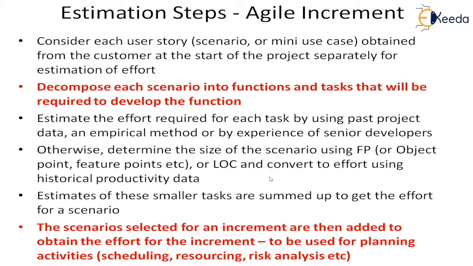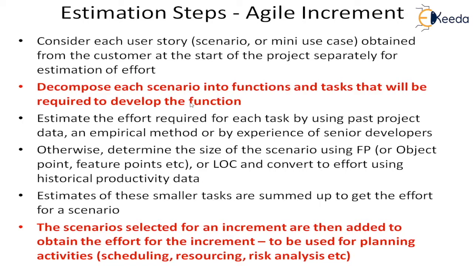And then this will be used to convert it into effort by using some of the historical productivity data. So either we will directly take the function and the task and directly estimate the effort, or we will use the size and productivity method. The only difference is we are taking each scenario to estimate the size. So estimates of these smaller tasks are then summed up to get the effort of the scenario.